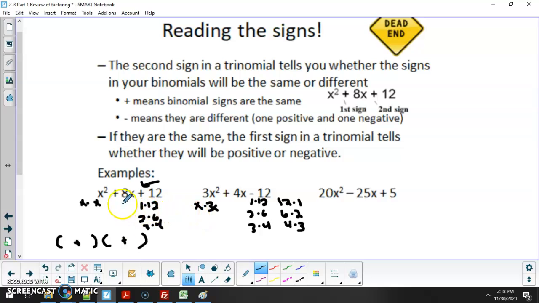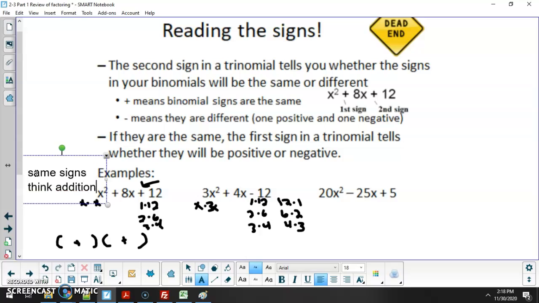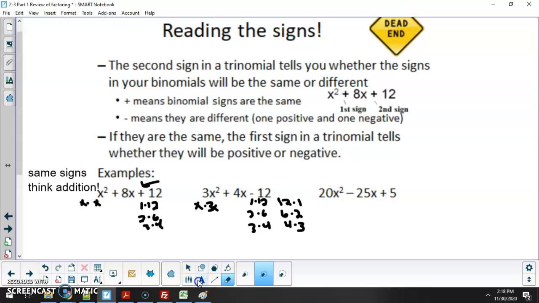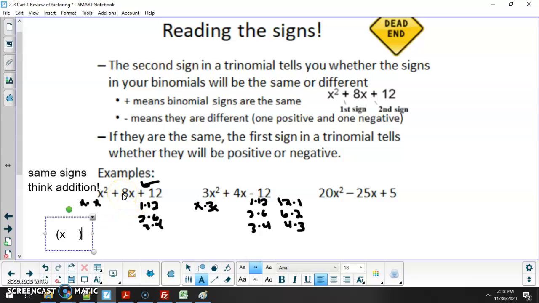And so when the signs are both plus, you have to think, if the signs are the same, think addition, to give you the middle. So using your factors, which ones do you think will give you 8x in the middle? First, the x and the x terms always go first in these binomials. But looking at these, 1 and 12 won't give me 8. 2 and 6 do give me 8.